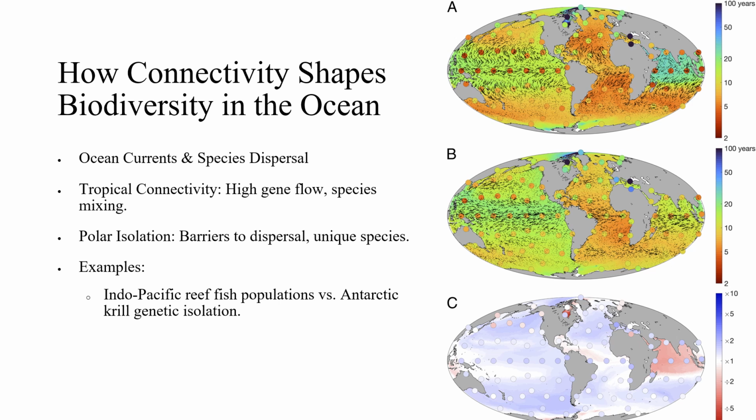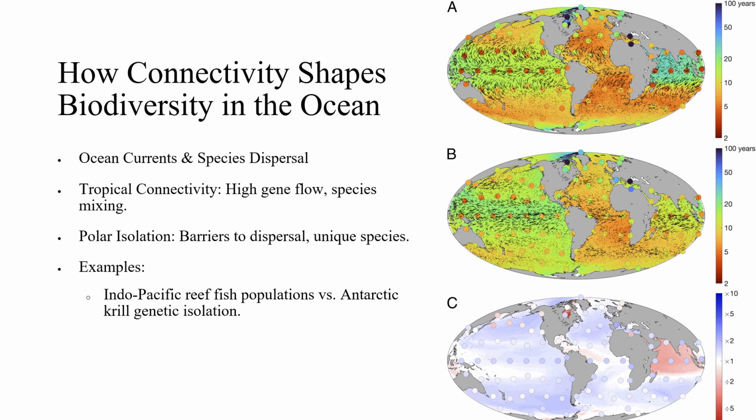In the ocean, connectivity is largely driven by currents and dispersal mechanisms. Unlike land-based ecosystems, where mountains or deserts create barriers, the marine environment is more fluid. This means that tropical regions will experience high connectivity with strong gene flow between populations, leading to species mixing and genetic diversity. Polar regions are more isolated, meaning species that reach these areas tend to evolve independently, resulting in unique adaptations and higher rates of endemism.